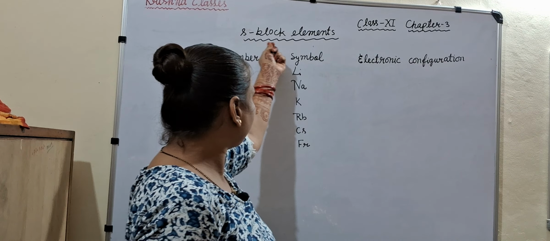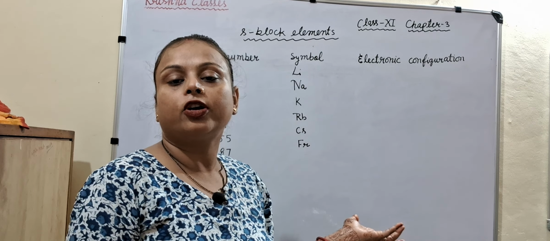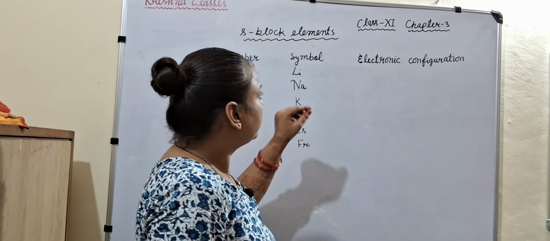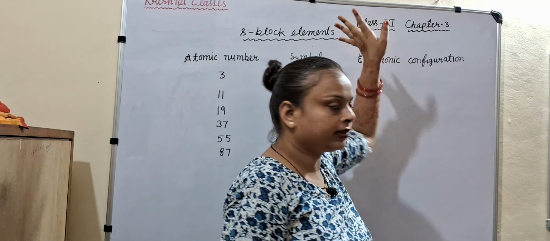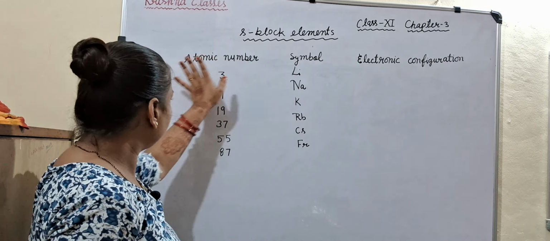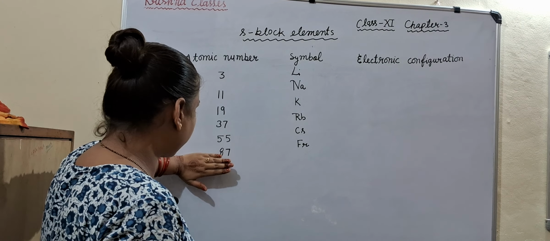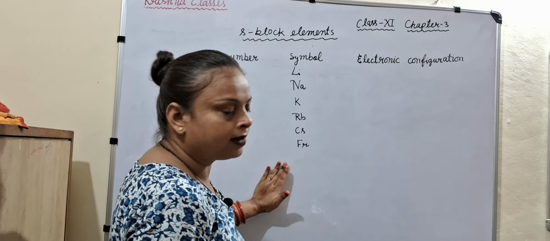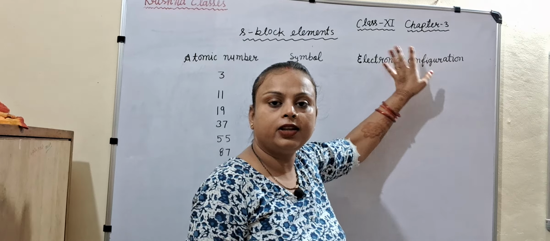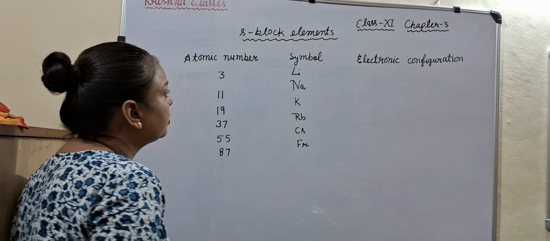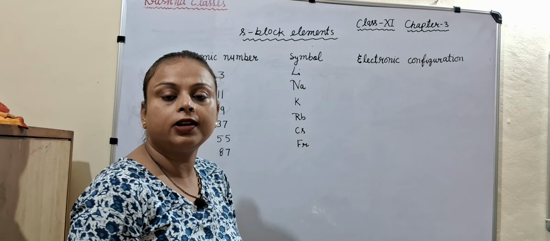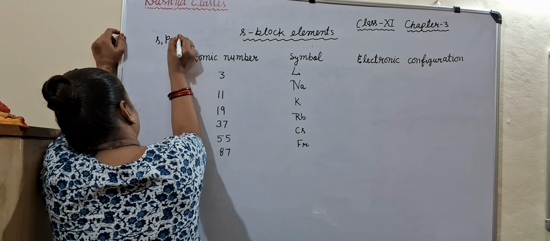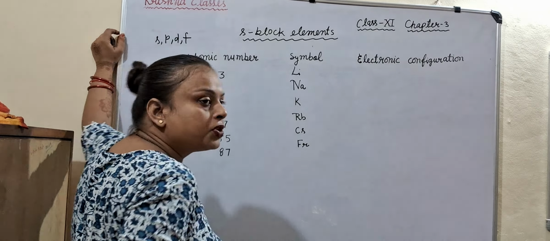So let's start today's topic: S block elements and their electronic configuration in s, p, d, f subshells. This is the topic of chapter 3 of class 11th. Here atomic numbers and symbols of S block elements are given. We will do electronic configuration here step by step, in s, p, d and f subshells.